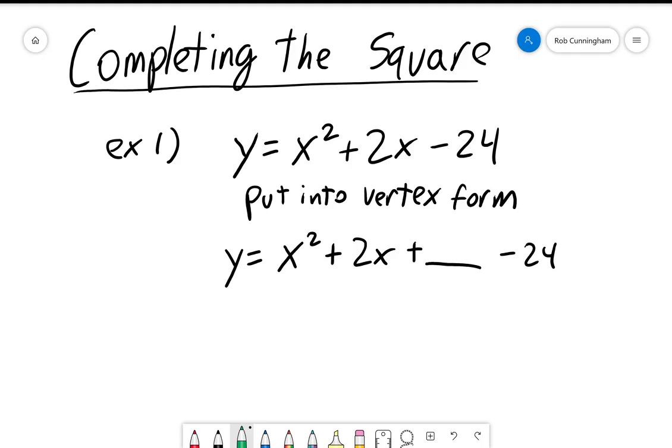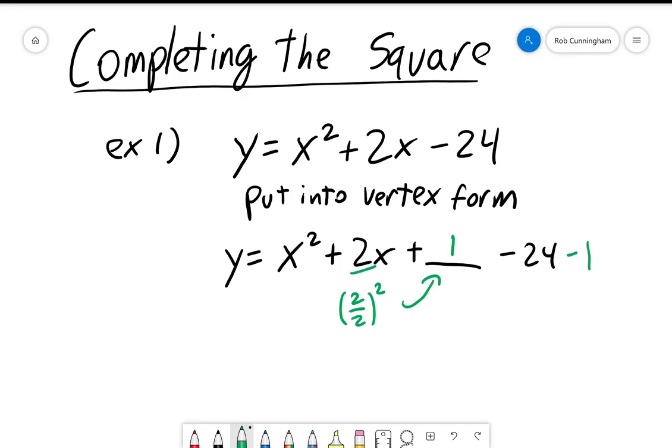Well, if I take my middle number here, 2, and I divide it by 2, I get 1, and then I square it, giving me 1. But I can't just add 1. With a lot of you, as I've been working with you individually or in groups, I've asked you questions like, what do I have to do to get back down to the negative 24 that I had before? Or, what can I do to compensate for this plus 1? What we're really doing is we're subtracting another 1 off.